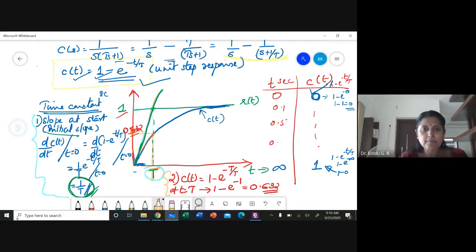Third point to remember, or write down: time constant is indicative of how fast a system responds to an input.